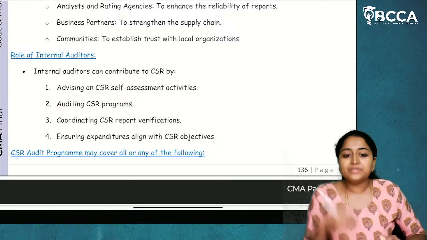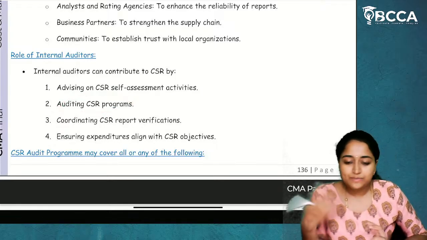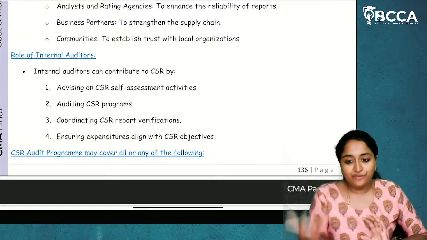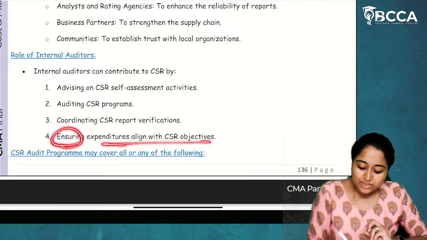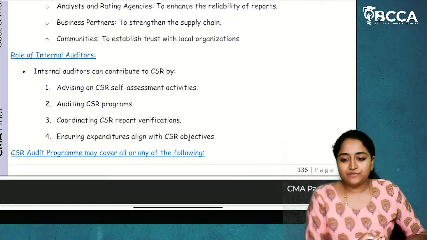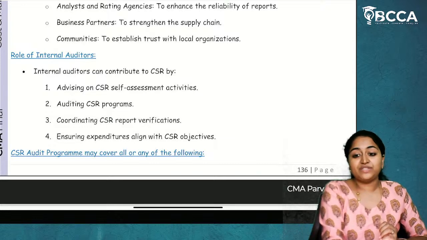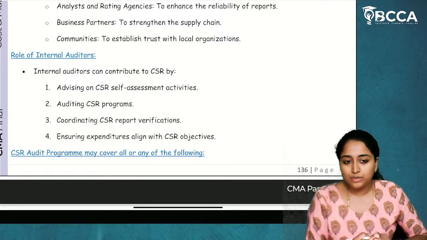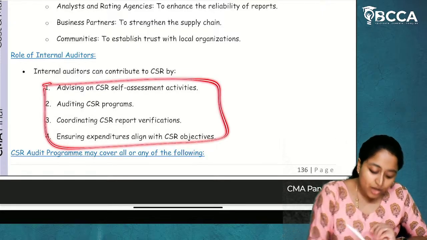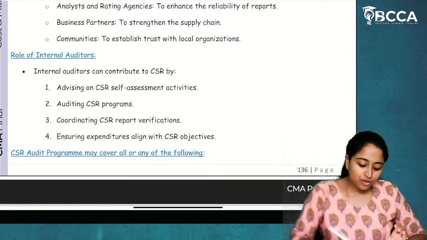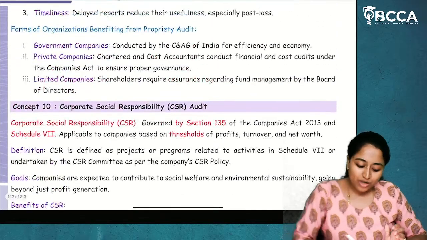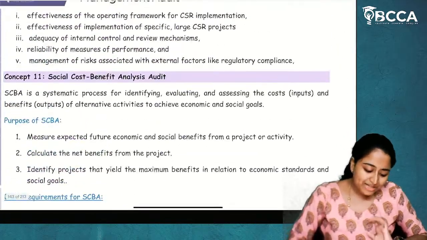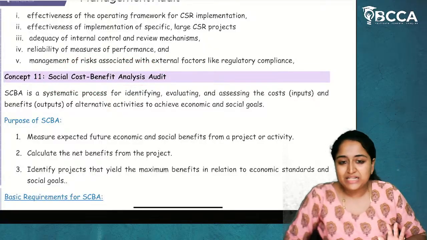Auditing CSR programs: how well they are implementing CSR programs, regarding that the audit will be done. Coordinating CSR report verification: they will try to verify the CSR report. And ensuring expenditure is aligned with the CSR objectives. How much expenditure you are putting into CSR activities, and whether it is meeting the objectives or not, regarding that, the evaluation will be done. So, all these are the role of internal auditors. You have to remember this. Other than that, whatever you have in the law, you can remember those points only. It is enough.